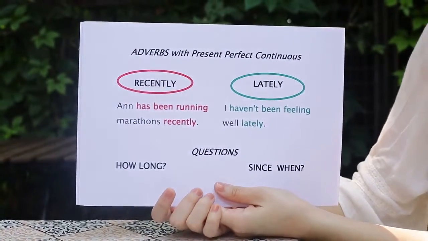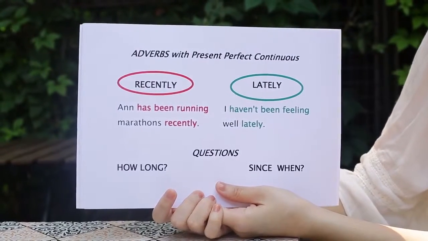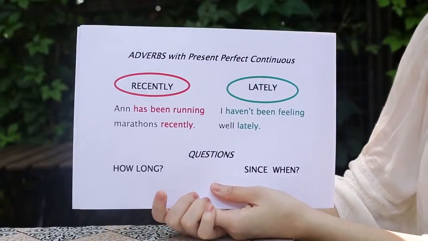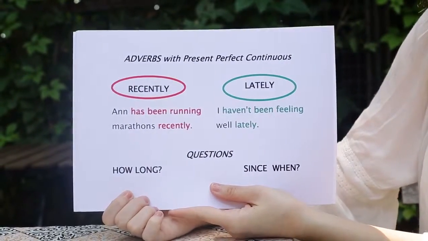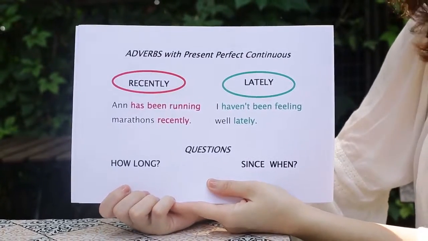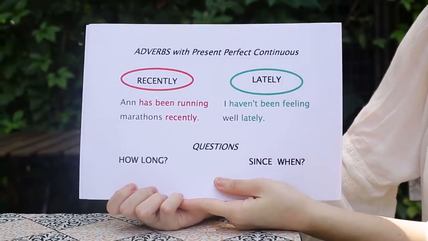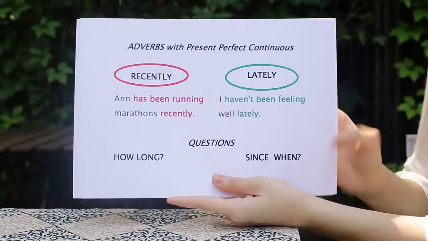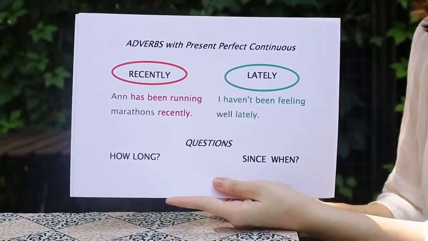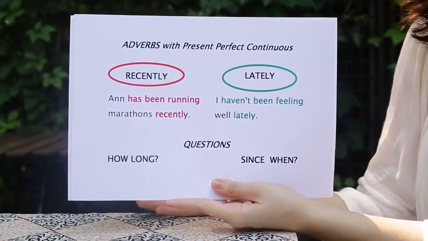And there are questions that we often find with present perfect continuous, or that we can answer with present perfect continuous. How long have you been practicing yoga, for example? I have been practicing yoga for 3 months now. Or since when have you been practicing yoga? I've been practicing yoga since April.